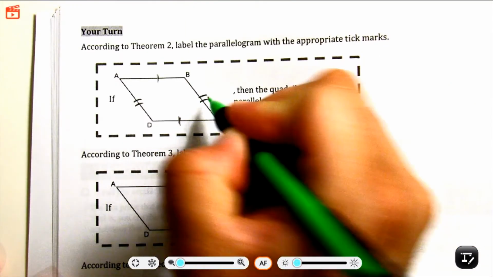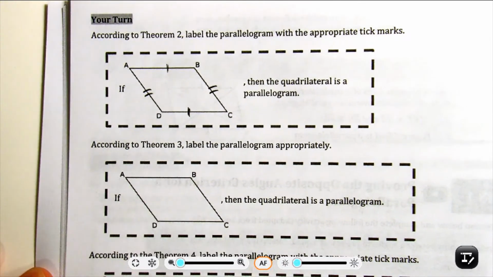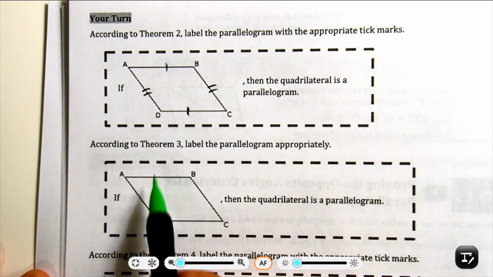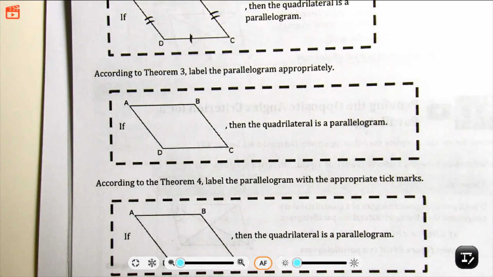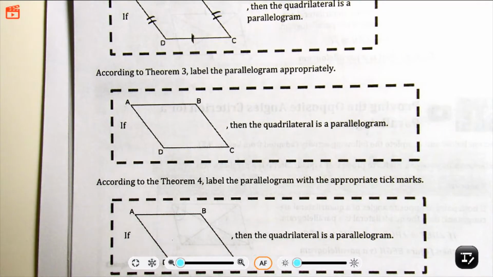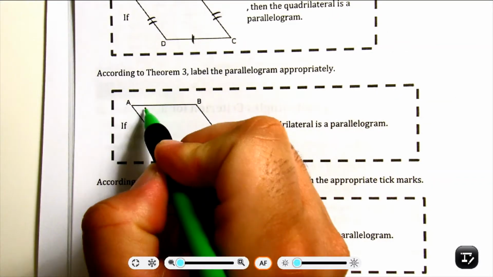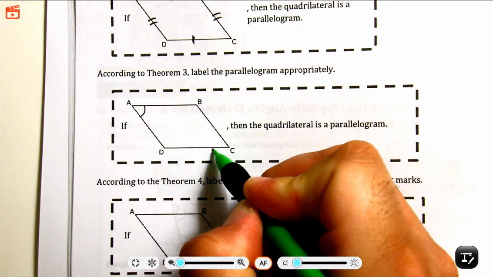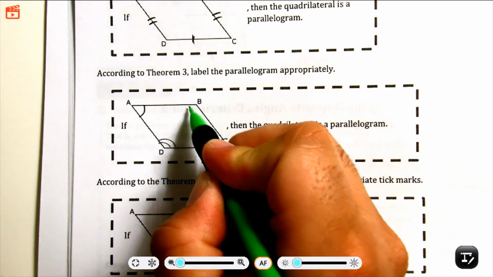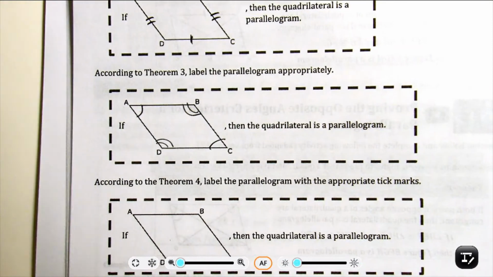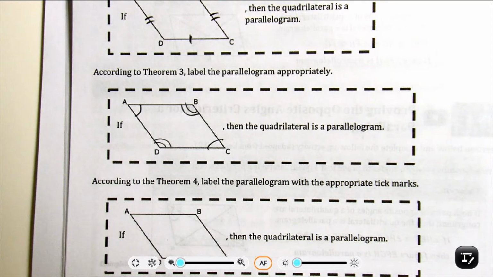Then, according to Theorem 3, label the parallelogram appropriately. Theorem 3 talked about opposite angles. So the opposite angles are angle A and angle C. If these two are congruent, and if angle D and angle B are congruent, then this proves this is a parallelogram. Now, I just want to recap that opposite angles are A and C, D and B.